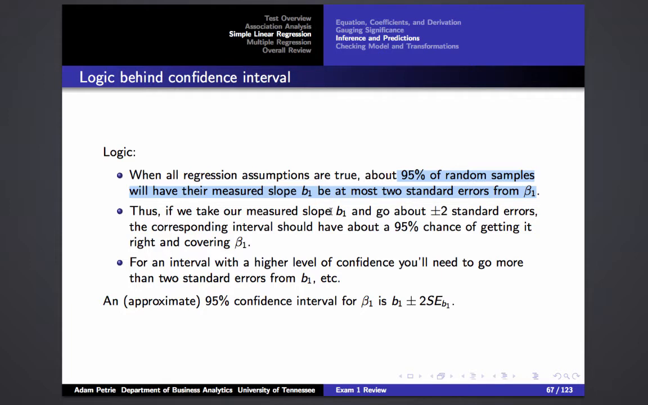So that tells us, hey, take our measured slope and go about plus or minus 2 standard errors away, and that range of values is going to have about a 95% chance of getting it right and actually covering beta 1. So our 95% confidence interval is to take B1 and then move plus or minus about 2 standard errors away. This will give us an interval with approximately 95% confidence.